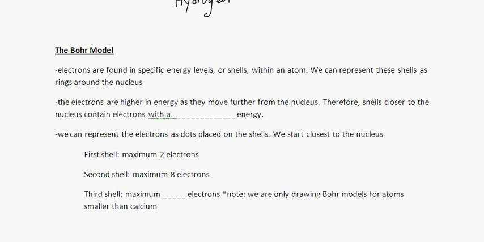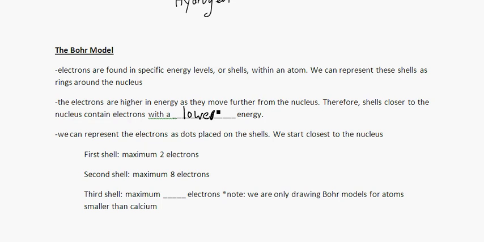So the Bohr model, we've talked about this already in a previous video. We find the electrons in specific energy levels or shells within an atom. We can represent these shells as rings around the nucleus. The further away the electrons get from the nucleus, the higher their energy. Therefore, shells closer to the nucleus contain electrons with a lower energy.